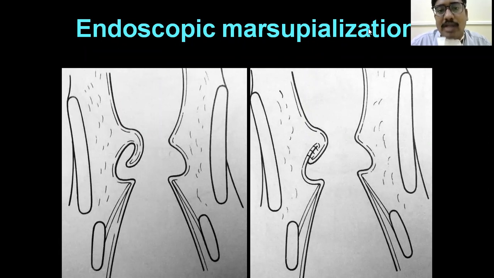This is called marsupialization. So marsupialization is the treatment of choice. Endoscopic marsupialization is the treatment of choice for internal laryngocele, whereas for external laryngocele, it is the external approach. External excision is the treatment of choice for combined or external laryngocele.